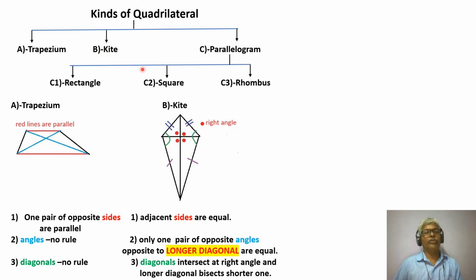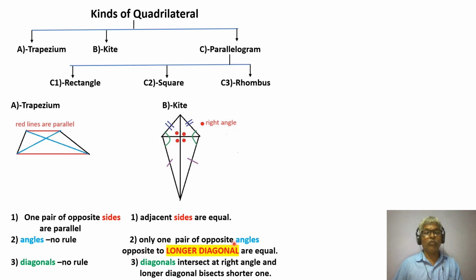Then kite. The second kind is kite. What are the properties of the kite? See, adjacent sides are equal. That means this is equal to this. These are two adjacent sides, and this is equal to this. This is about sides. We always keep the series that we talk about sides first, then angles, then diagonals. So I'm talking about the sides. The adjacent sides are equal. Got it? Now angles.